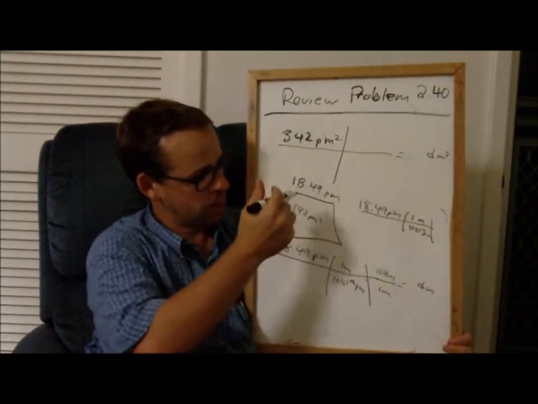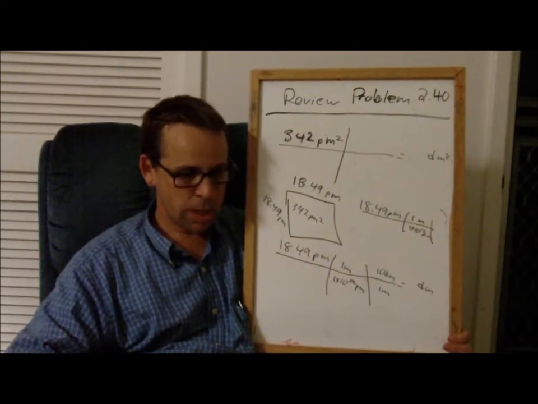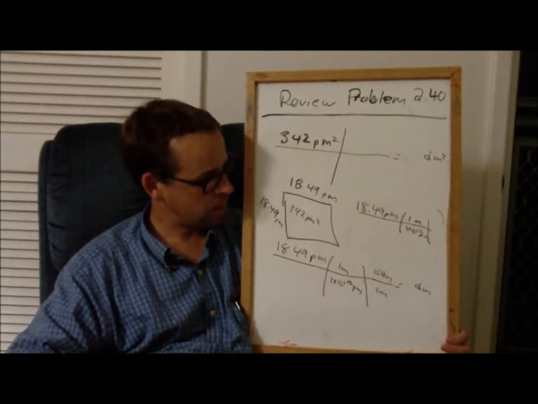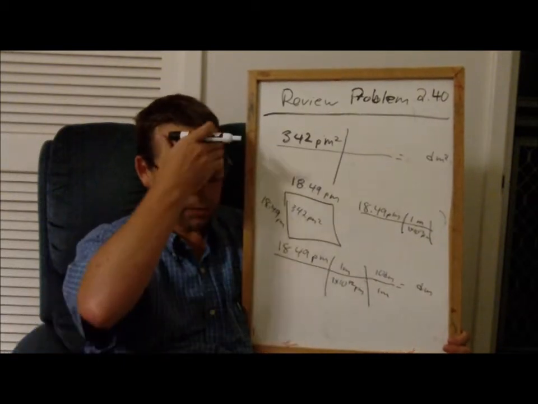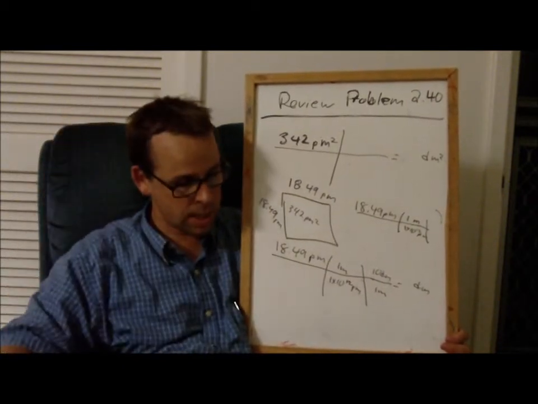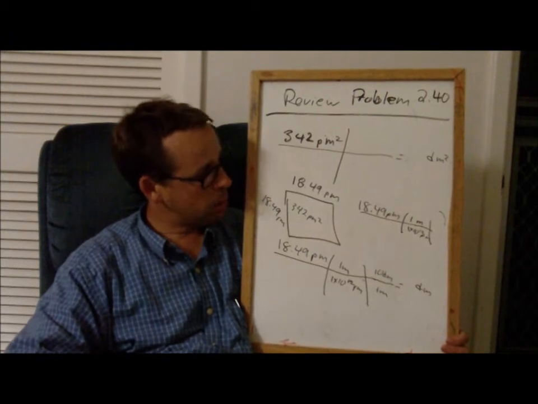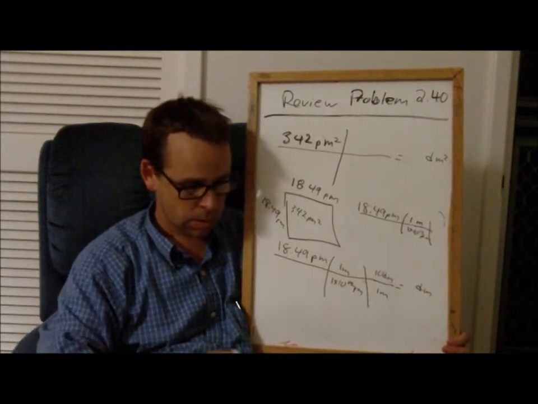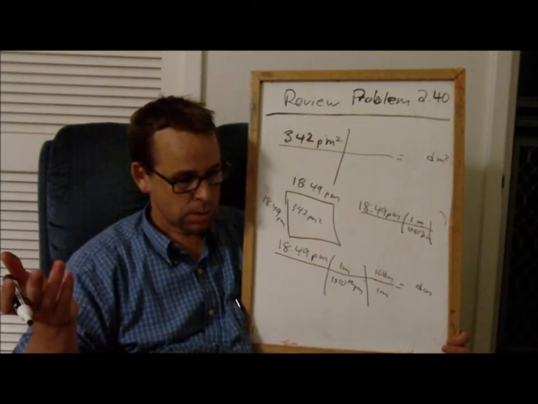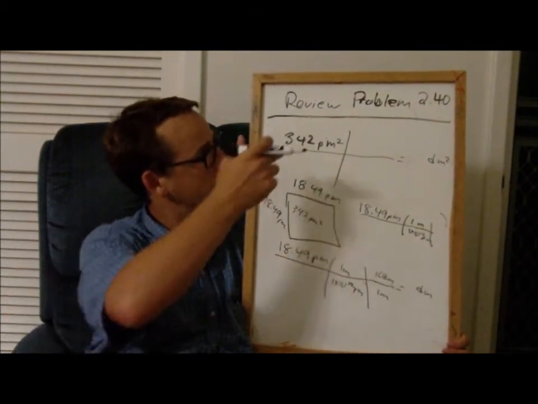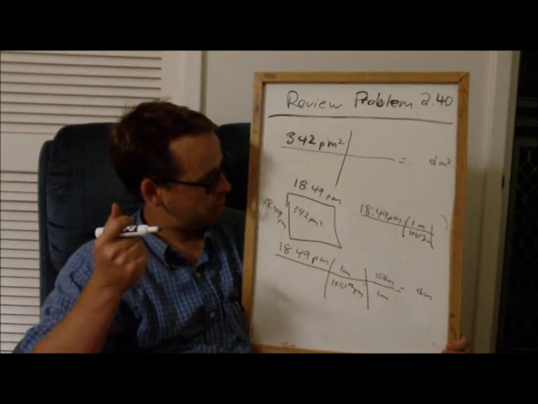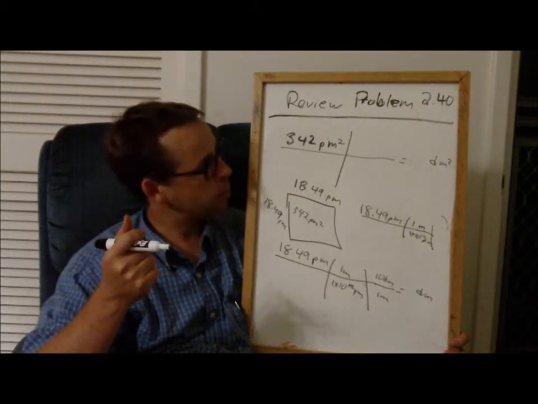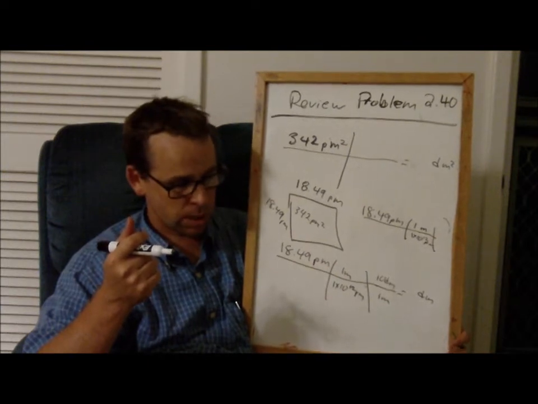So 18.49 picometers is 1.849 times 10 to the minus 10 decimeters. Alright? So now we take that 1.849 times 10 to the minus 10 decimeters and we multiply it by itself, or we square it, in other words, and that should be the area of 342 picometers. And I'm getting 3.418, or 3.42 times 10 to the minus 20.